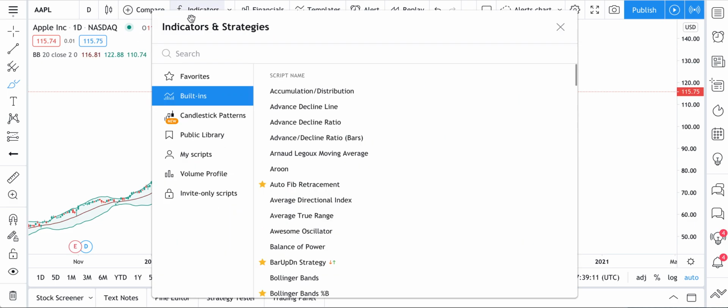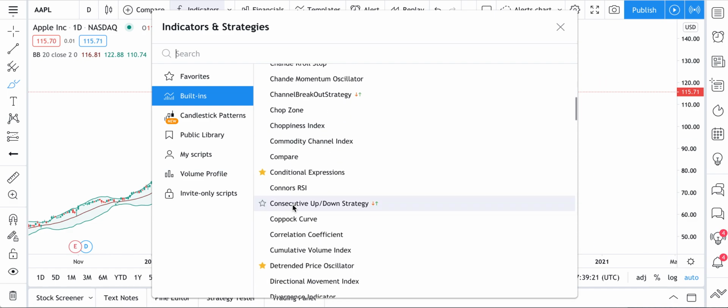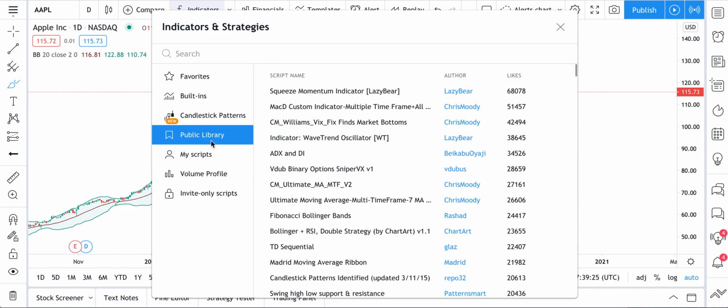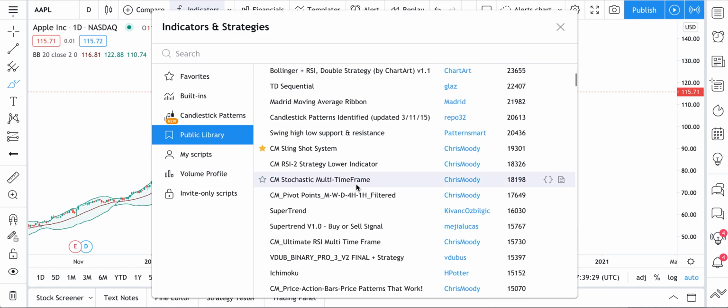We are going to go through, in future videos, each of these in more detail. So we'll start to actually break down what these mean and how to use them in video format. For example, if you wanted to use the Connors RSI, we'll make a video about that. Or if you want to understand how to use the public library and meet authors and create your own script, we have a video coming about that as well.